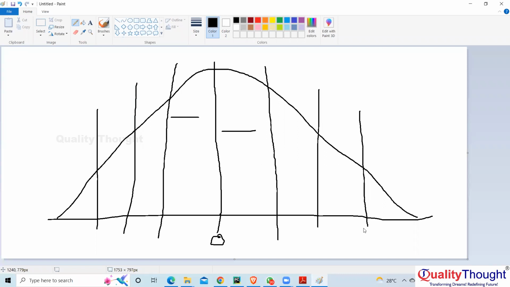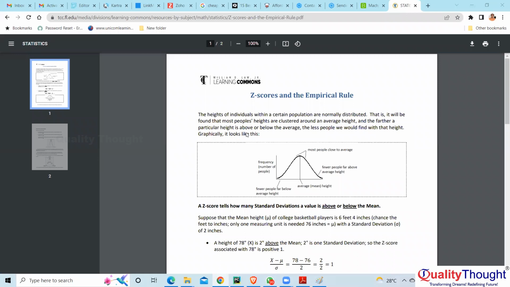So it's called empirical values. Empirical. Okay, let me first open that page and then I'll share. It's called the empirical rule. Okay.